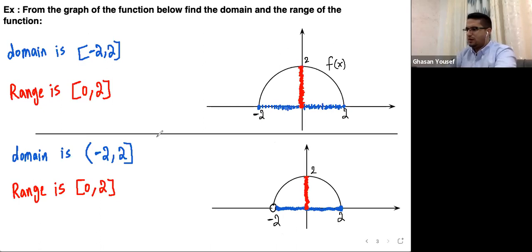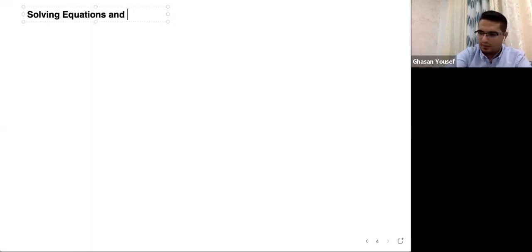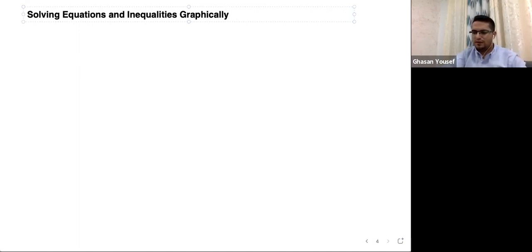Now let's go to how we can solve equations and inequalities graphically. So today we're going to solve equations by the graphs, and also inequalities by using the graphs.